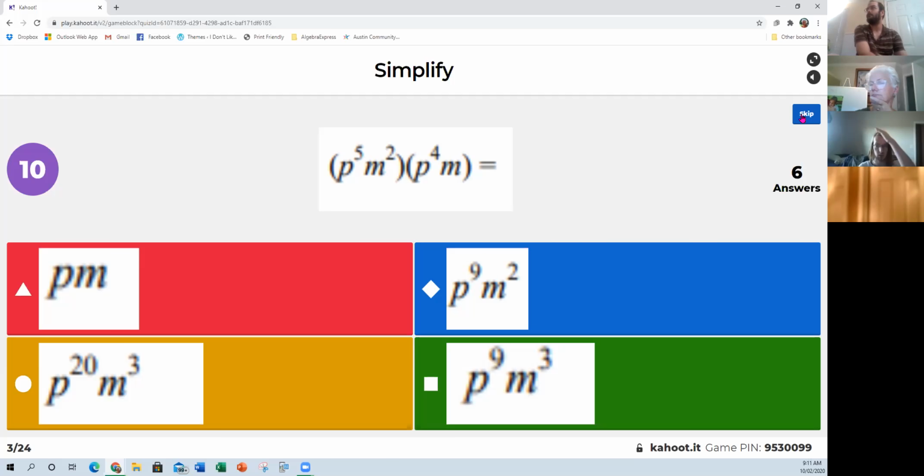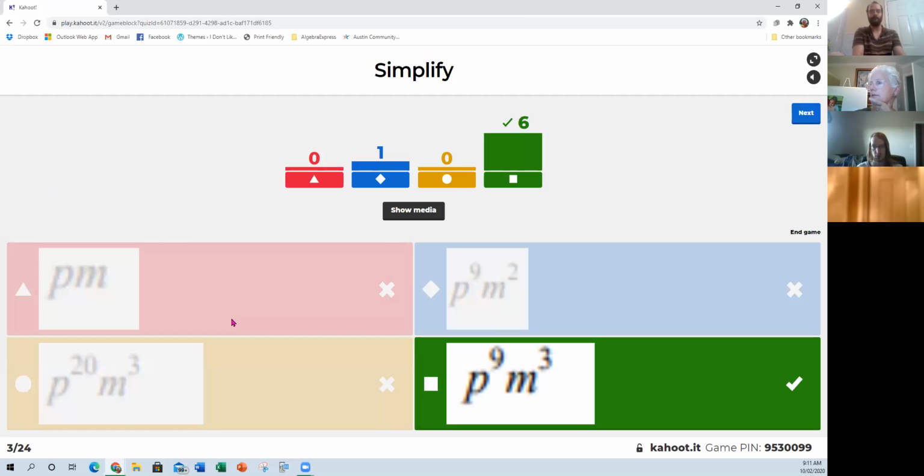My test only shows the colors. It doesn't show the answers. It doesn't show them? No, it just shows the colors. Huh. That's weird.